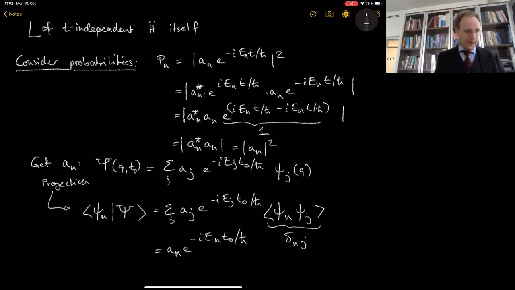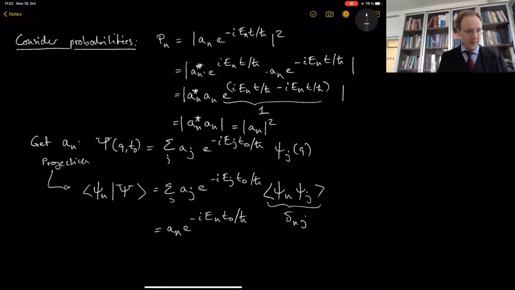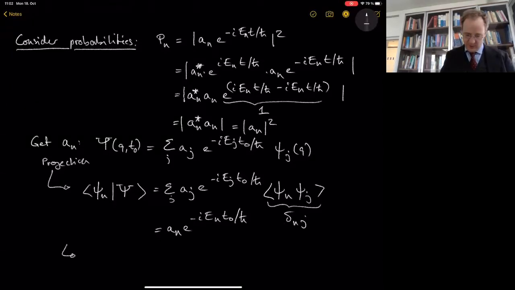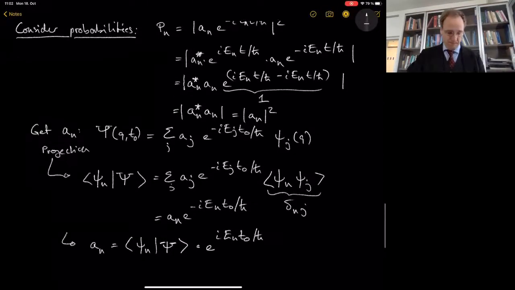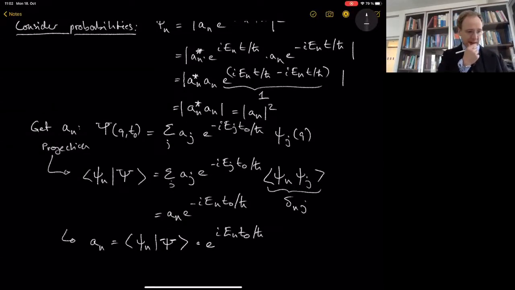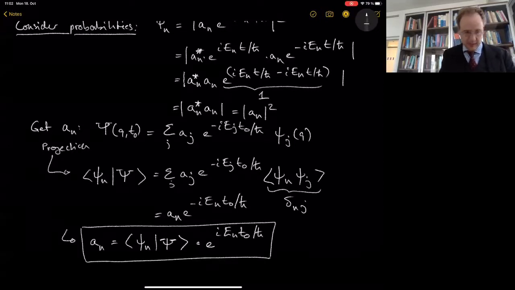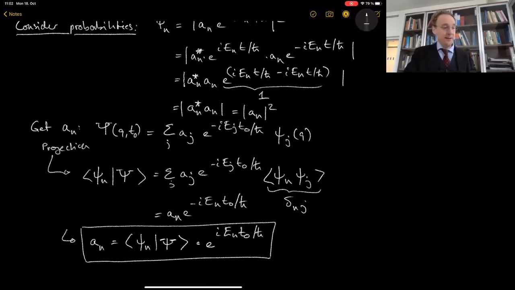And so we can then see, if we solve this for a_n, that a_n is nothing else than our overlap integral between psi n and the wave function times e to the i e_n t0 over h bar. Okay. So this is actually a time-dependent coefficient now.